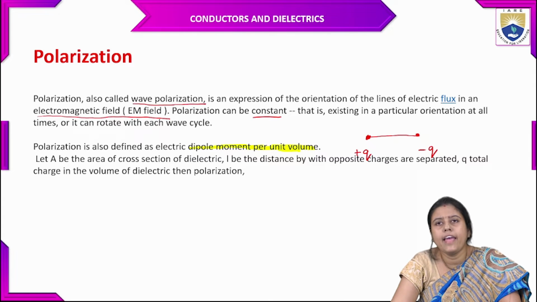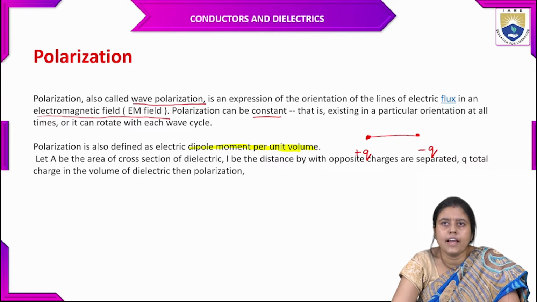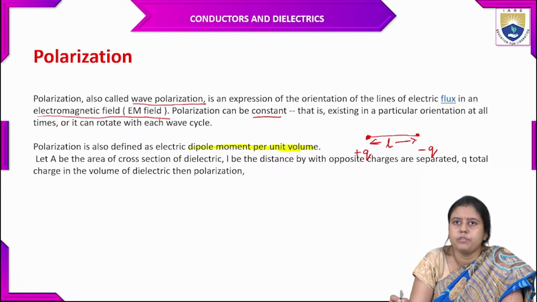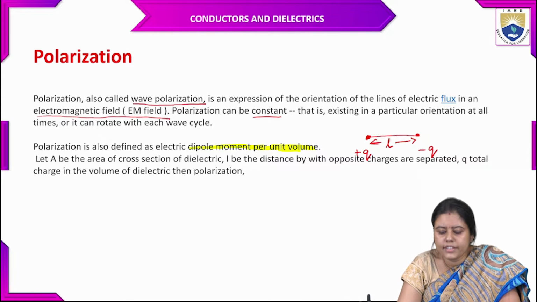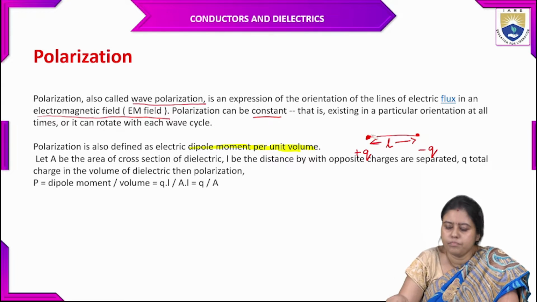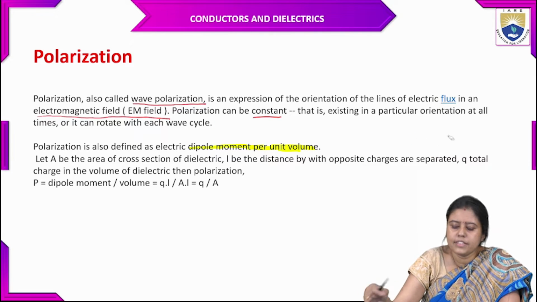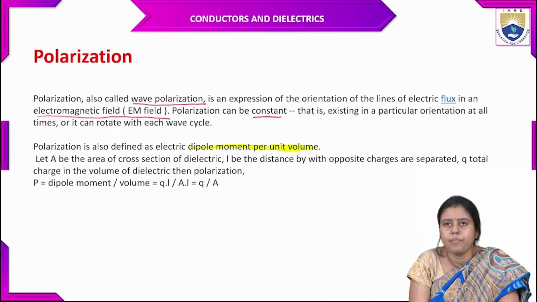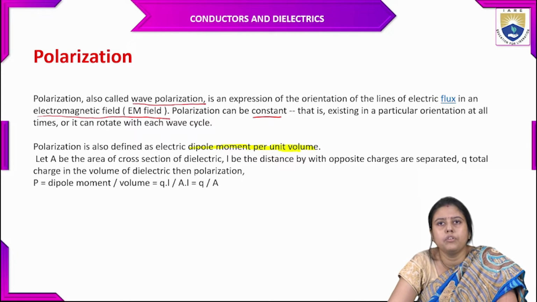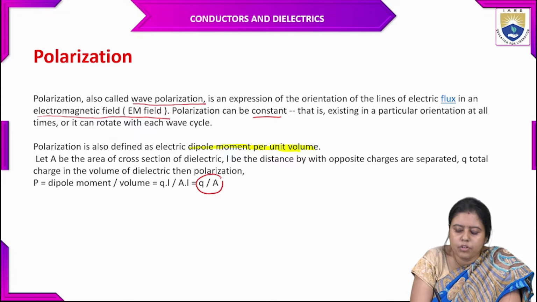So let A be the cross section of the dielectric and L the distance between the charges. What is the polarization? Polarization is, as we defined, dipole moment per unit volume. The dipole moment is equal to Q into L, and the volume is the cross-sectional area into the length. So we get the value Q by A.